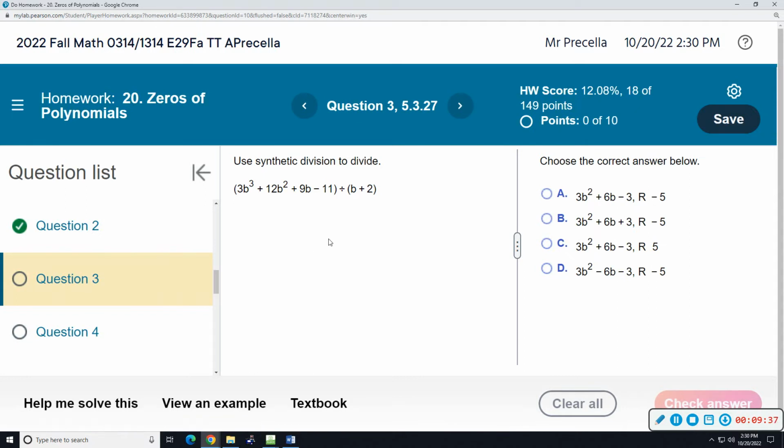Okay, here's problem number 3. Use synthetic division to divide. Problem 3, let me write it down. 3b to the third plus 12b squared plus 9b minus 11, divided by b plus 2.